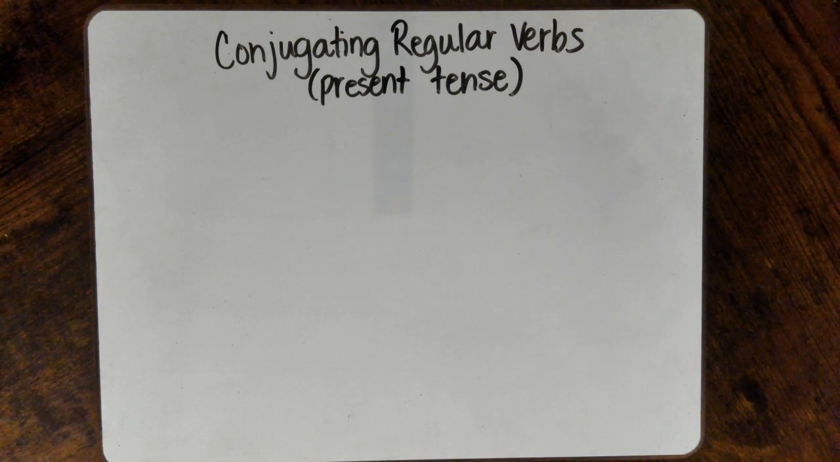In this video, we're going to review how to conjugate verbs in the present tense and also in the Passé Composé. So we're going to start by reviewing how to conjugate regular verbs. A regular verb is something that follows a regular pattern. The key to conjugating verbs is to follow the pattern.